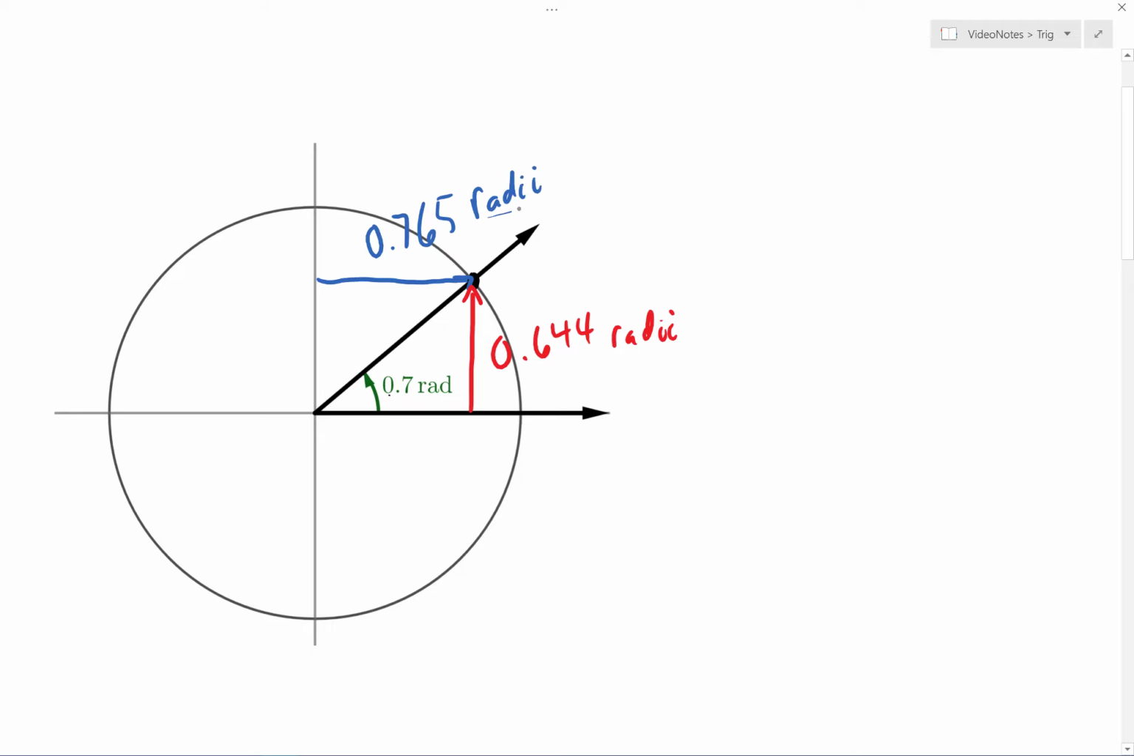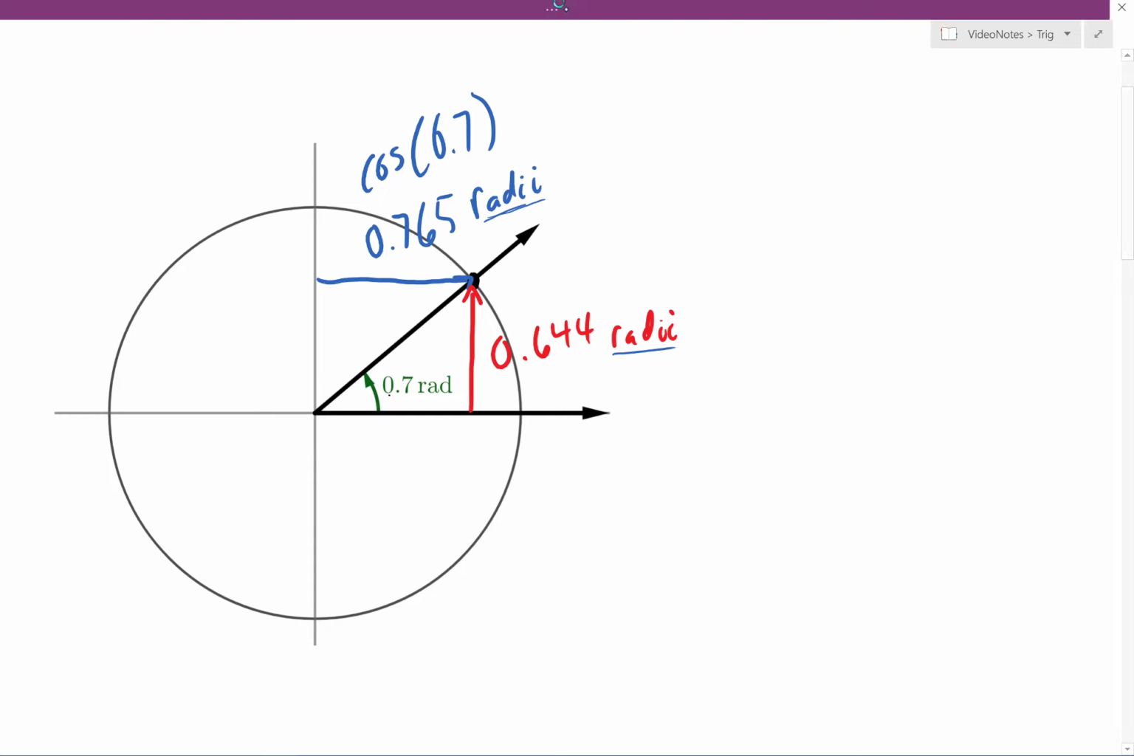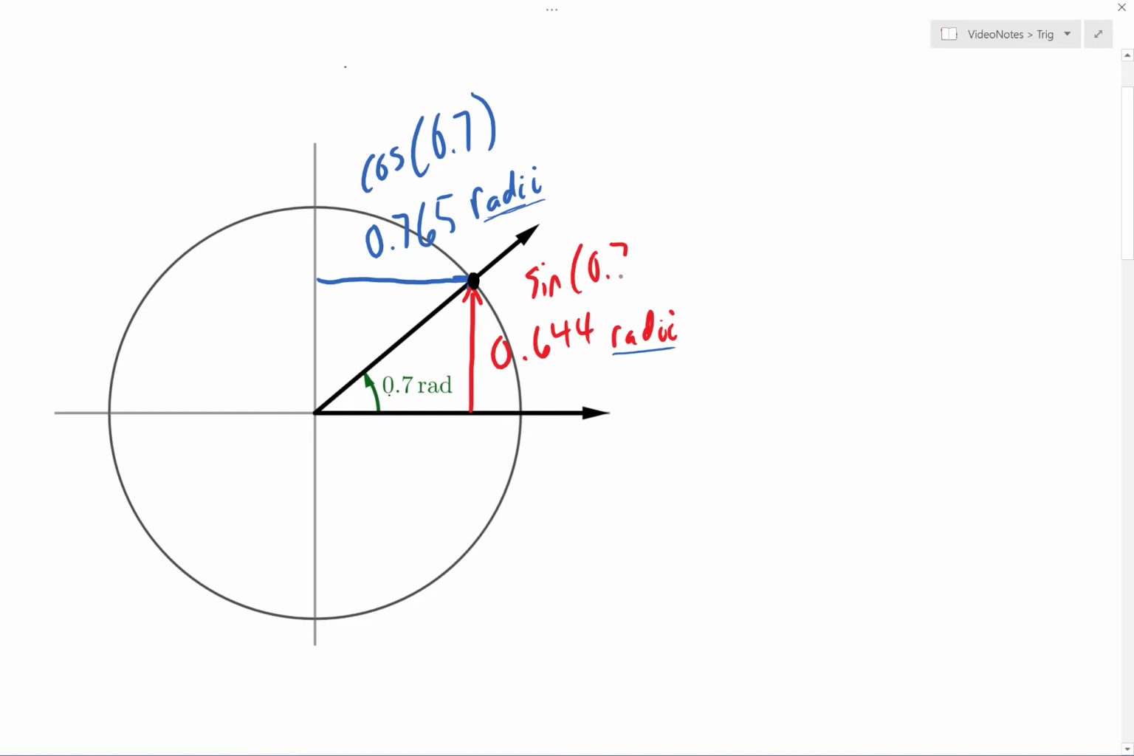And notice that these units are radii. It's not centimeters, it's the radius of that circle. So when the size of the circle changes, the radius length is going to change as well. So to represent these distances, we use the cosine and sine functions. In this case, cosine of 0.7 represents this horizontal distance to the right of the center of the circle, measured in radii, and sine of 0.7 represents the terminal point's vertical distance above the center of the circle in radii. So the 0.7 in both of these cases comes from the measure of this angle that we're looking at.